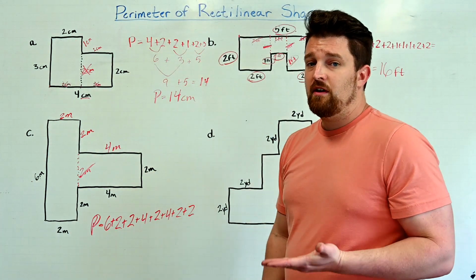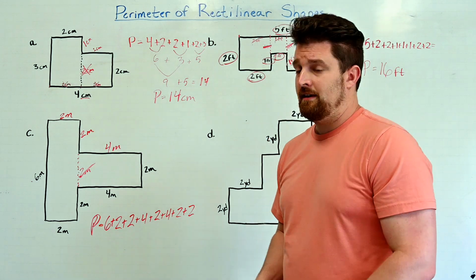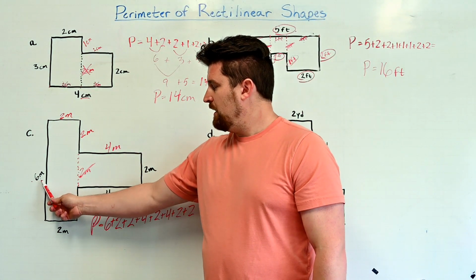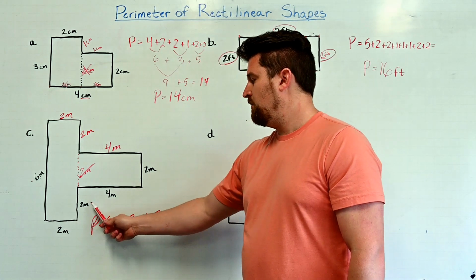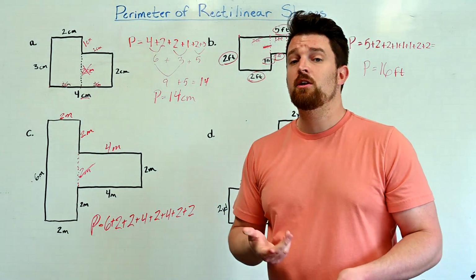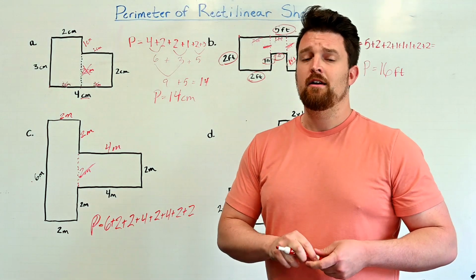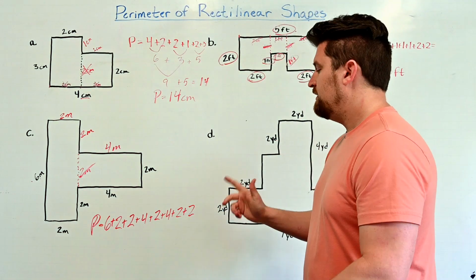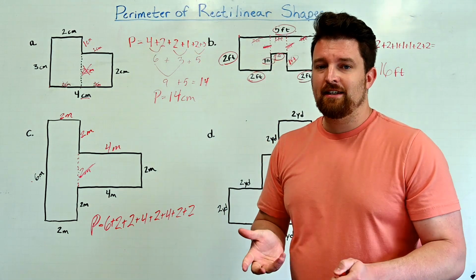Now, it's very, very important that you do not lose your place. When you're going around the shape, I usually just add one at a time, all the way around the shape, so I don't skip any. If you skip one, you're not going to get the correct perimeter answer for a rectilinear shape. So, let's see if we can add this together.